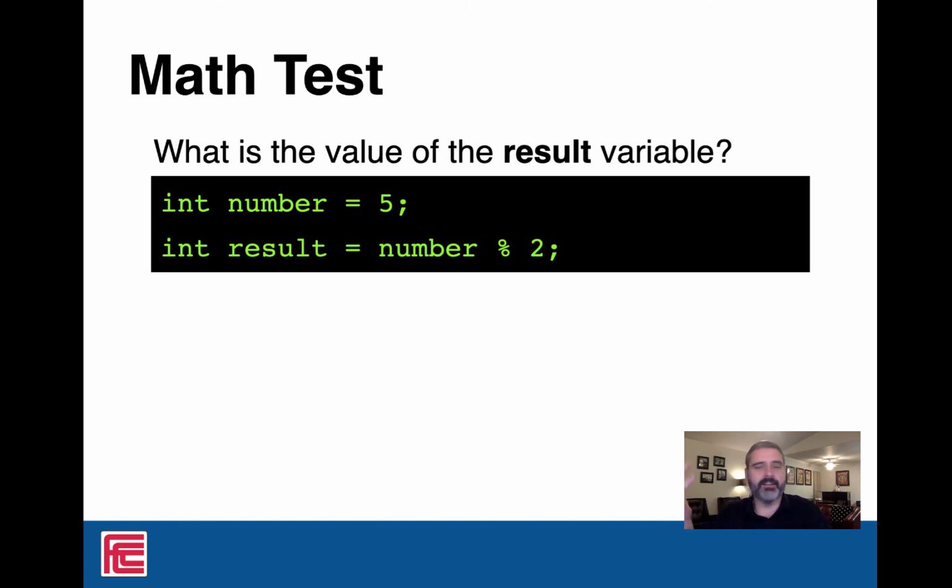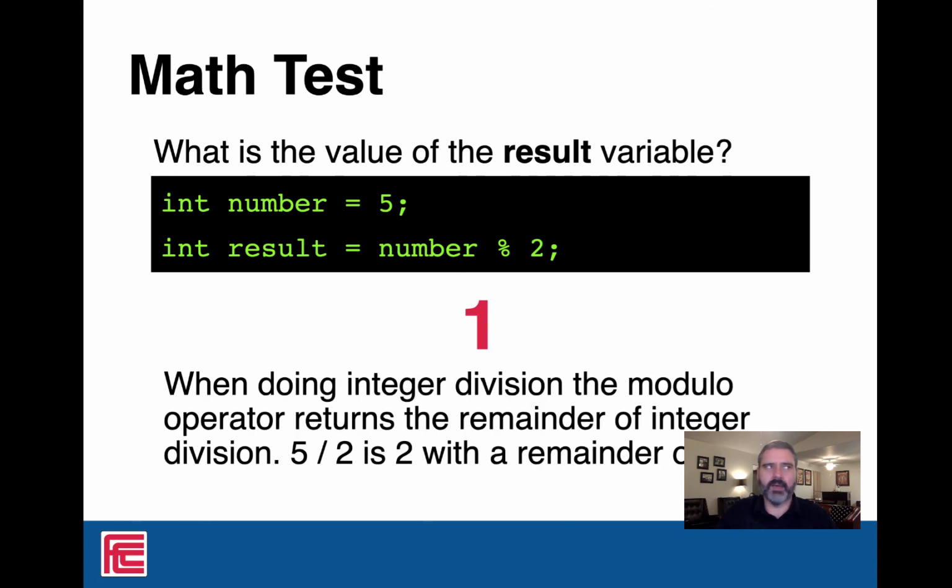Here's the thing. This is still 5 mod 2, is how we would say it. 5 mod 2. And in this case, I'm not going to get 2. That's the quotient. I'm going to get the remainder after division, which is 1. 5 divided by 2 is 2 with a remainder of 1. I get the remainder.